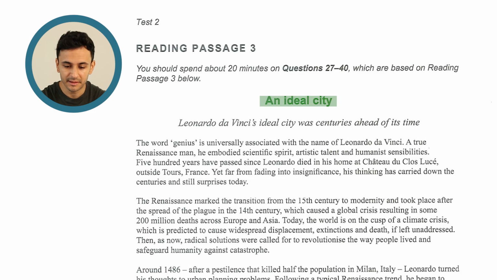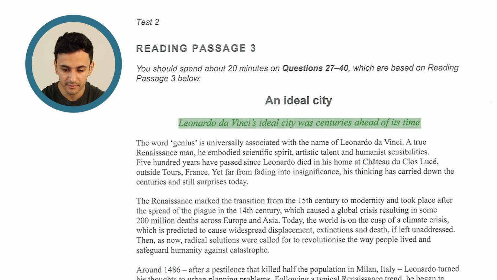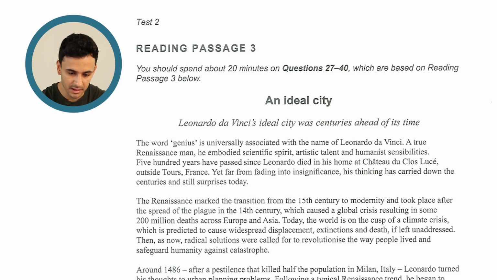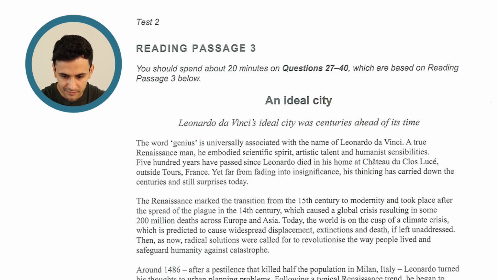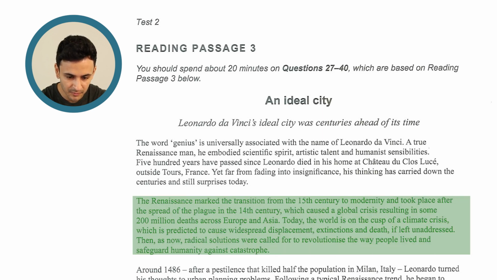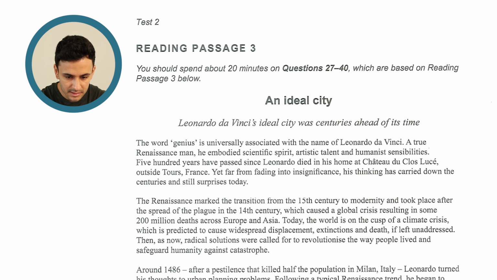So the title here is An Ideal City and the subtitle is Leonardo da Vinci's Ideal City was centuries ahead of its time. And then I'm going to quickly skim through that. The word genius is associated with the name of Leonardo da Vinci, a true Renaissance man. So the first paragraph is an introduction about the man himself, and then the Renaissance marked the transition from the 15th century to modernity, and then they're giving some historical background in the second one, around 1486. Alright, so I skimmed through it, now I'm going to go straight to the questions.